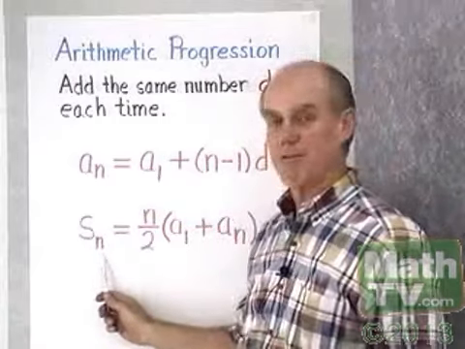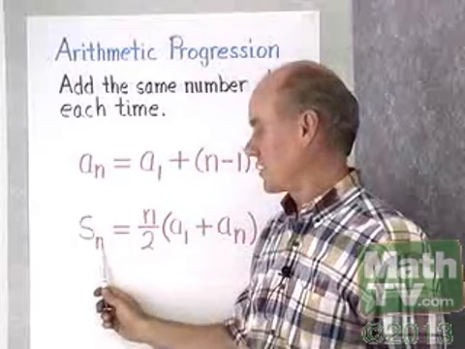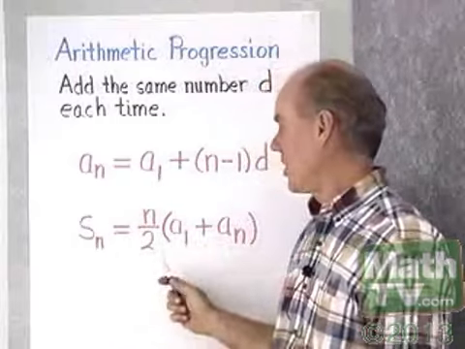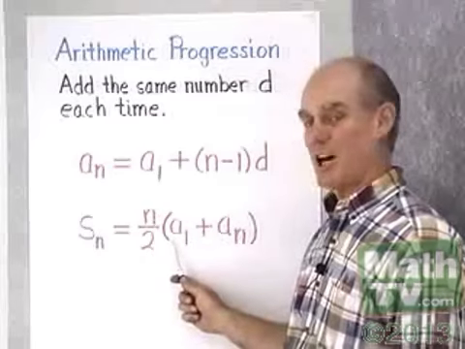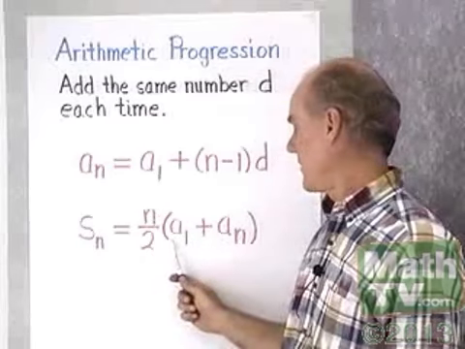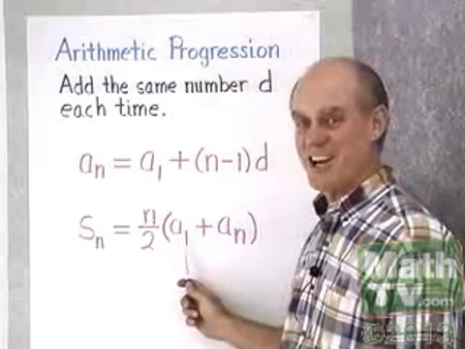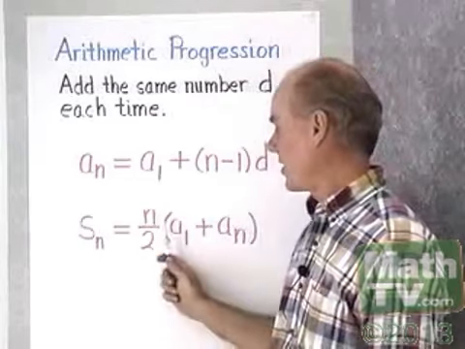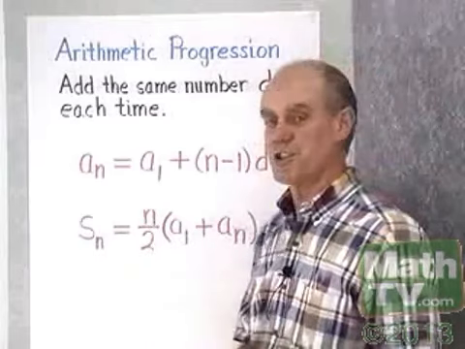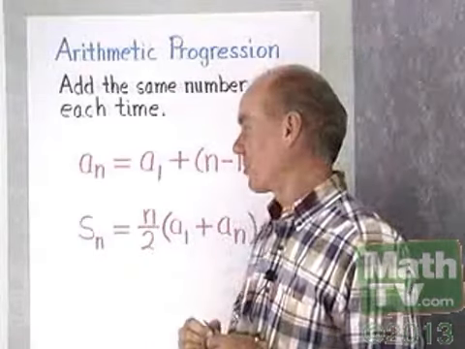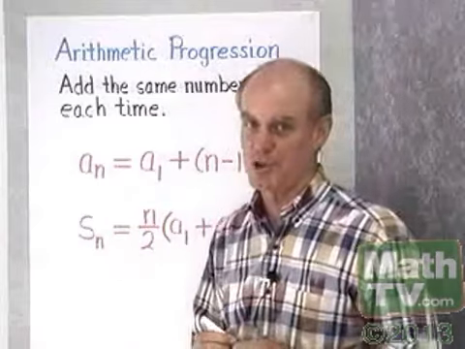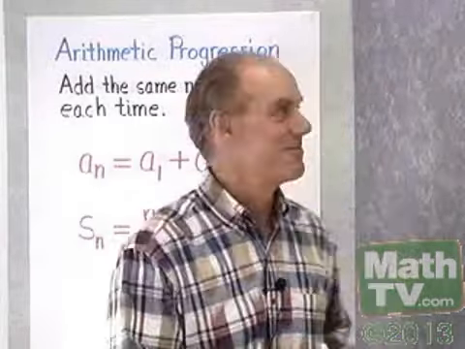Now the sum of the first n terms, that's what S sub n stands for. If you add the first n terms in an arithmetic sequence, you get n over 2 times the quantity a1 plus a sub n. So the first term plus the last term, that quantity times n over 2, gives you the sum of the first n terms of an arithmetic progression. So we want to memorize these two formulas here. Now let's go to the board and work some problems that are based on these formulas.